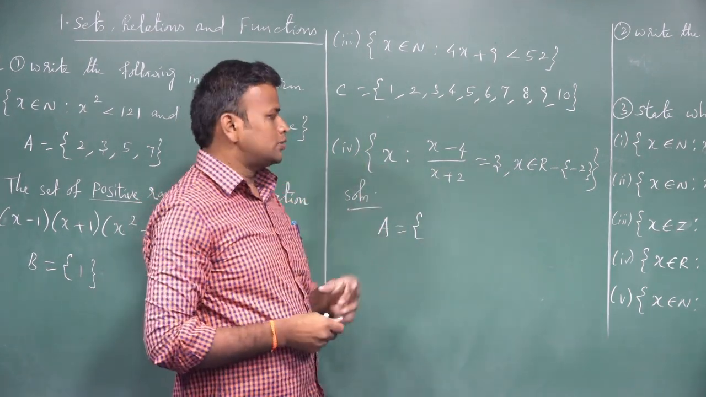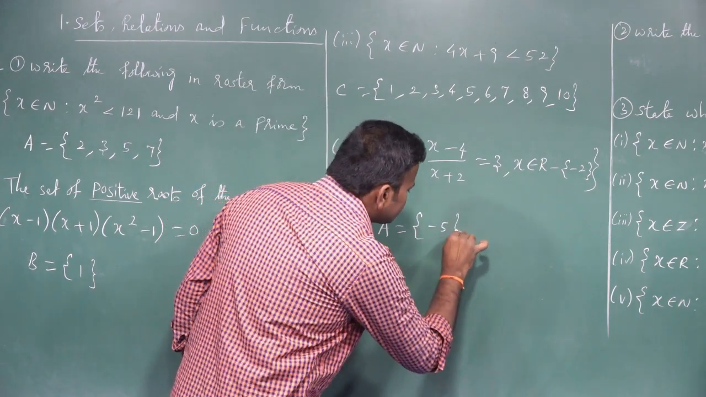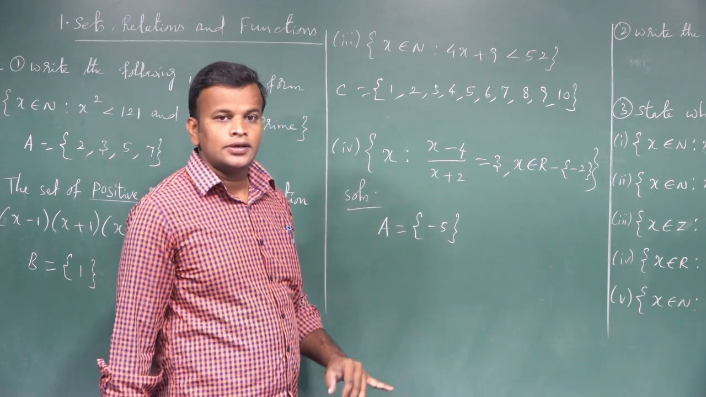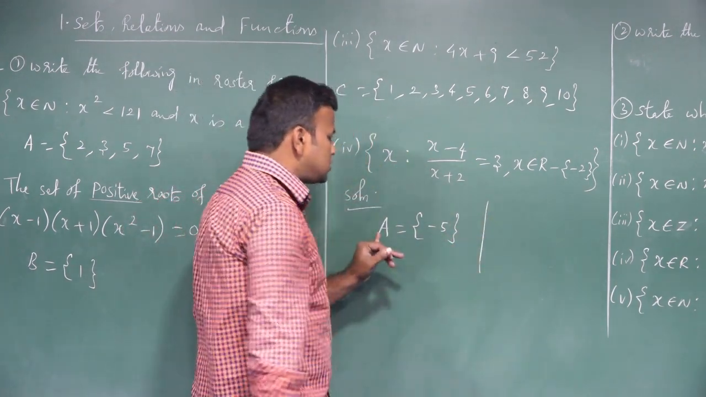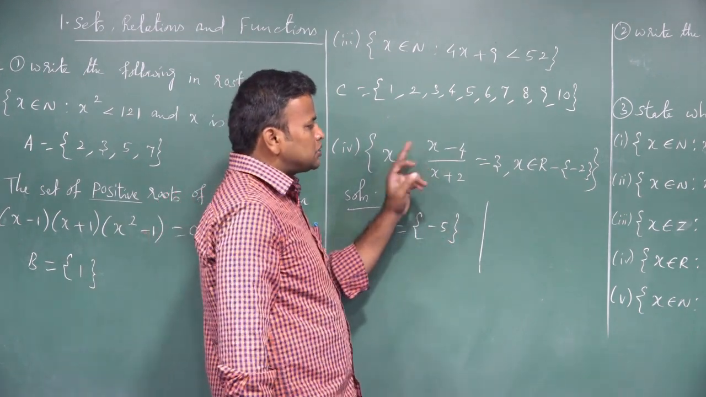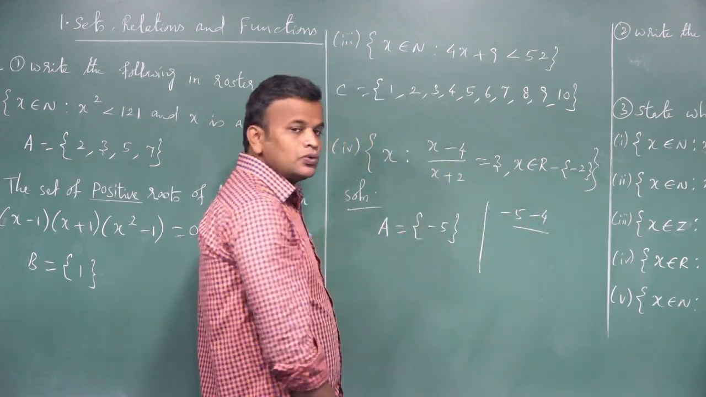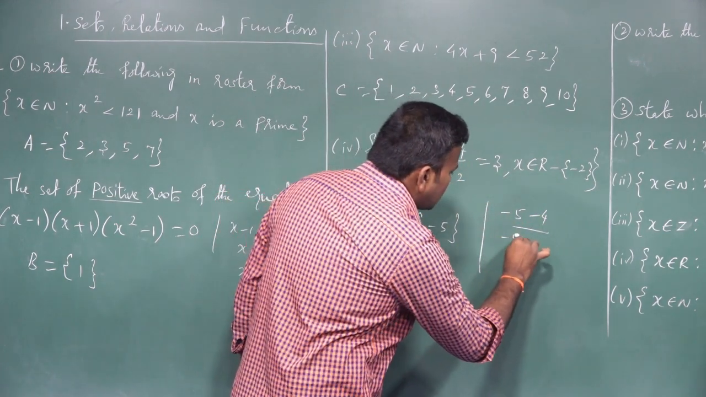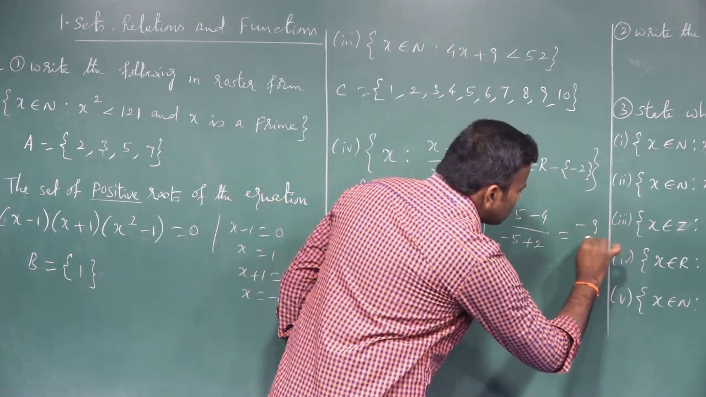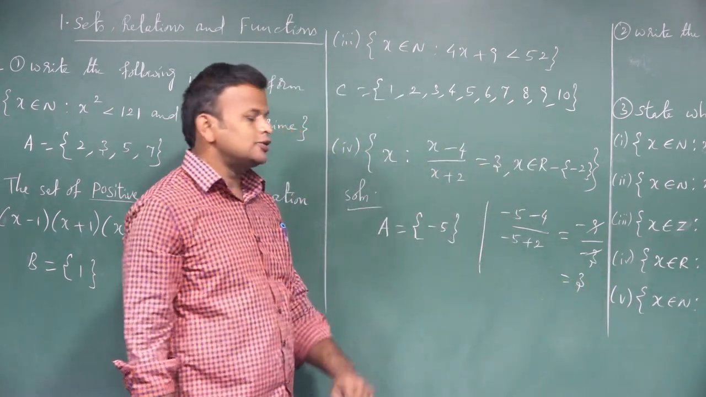So we check one by one. The suitable answer of x is minus 5. The only answer is minus 5. How does it come to minus 5? I check. I replace the value of x with minus 5. So minus 5 minus 4 by minus 5 plus 2. What is the value of the numerator? Minus 9 by minus 3. We cancel, we get 3. So the answer is minus 5.